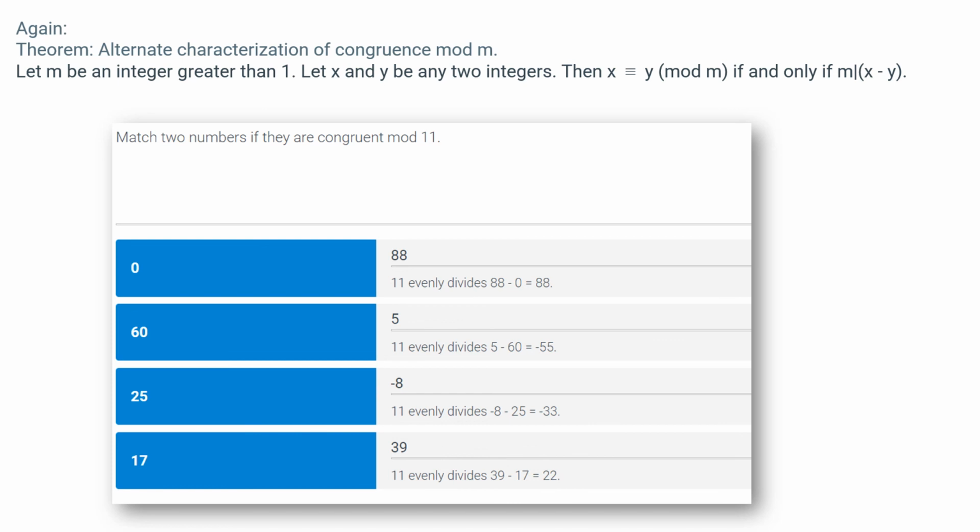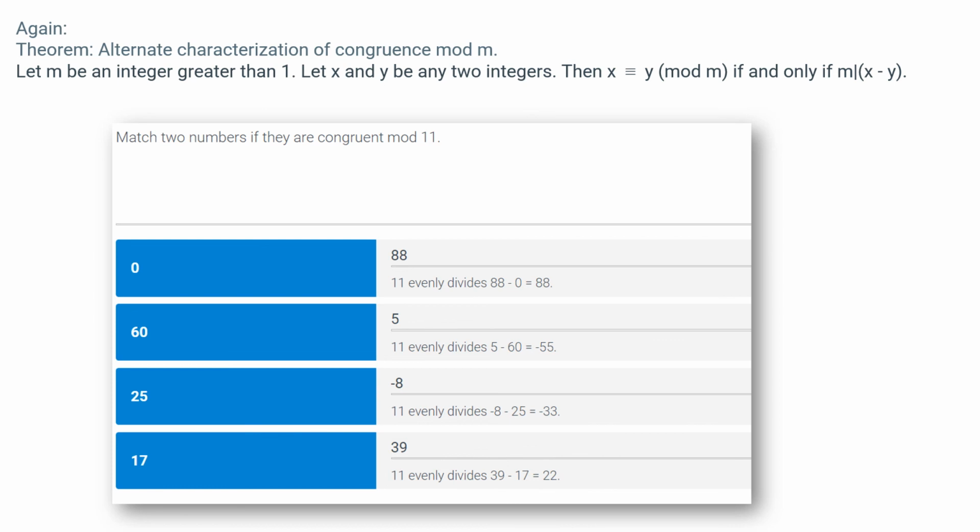It's either those numbers that start at the top, or maybe the 0, 60, 24, 25, 17 start at the top. But one of those sets of numbers starts at the top. And then you drag them over so that you get two numbers on the same line that are congruent. In this case, they're congruent mod 11. So again, I either drag the 88 over or I drag the 0 over, and I can put them in any order. But what we want to do is put the two together that are congruent mod 11.